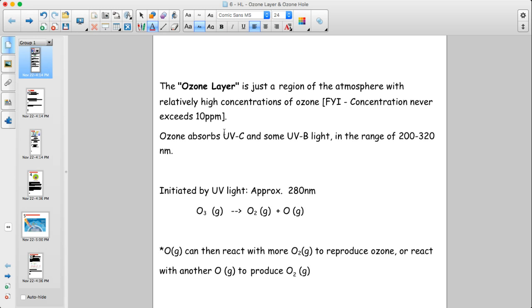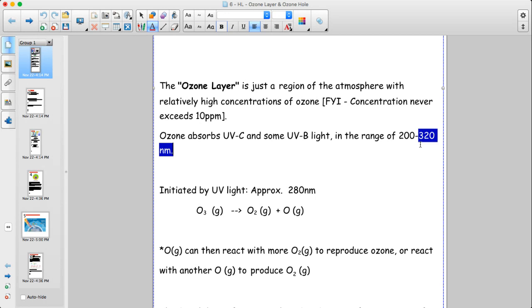But ozone absorbs a different kind of UV light. It absorbs stuff that's in the UVC and UVB range, so things with 20 to 320 nanometers of wavelength. The longest wavelength that light can have to split apart ozone is 320 nanometers, and that represents a certain energy of light that's able to break apart ozone.